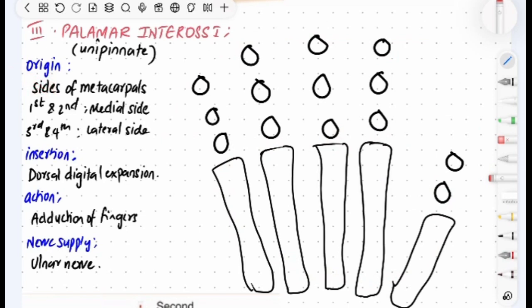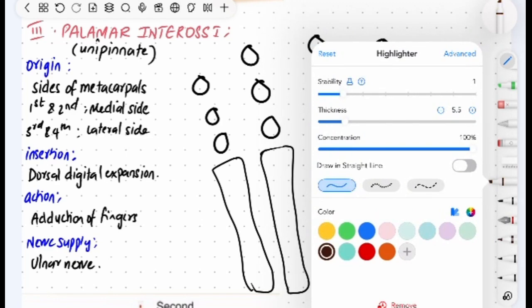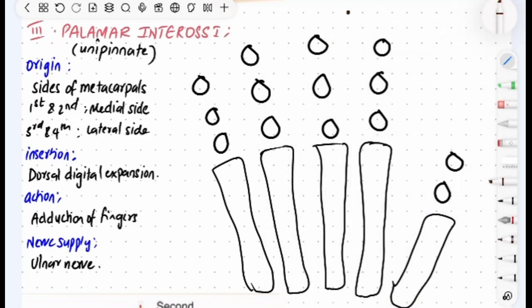So there are four palmar interossei muscles. First and second palmar interossei originate from the medial side, from the first and second digit, whereas the third and fourth palmar interossei originate from the lateral side of the third and fourth digit. Now we'll represent this diagrammatically so that our concepts are a little more clear. So first, what we have discussed, the sides of metacarpals, first and second interossei from the medial side.